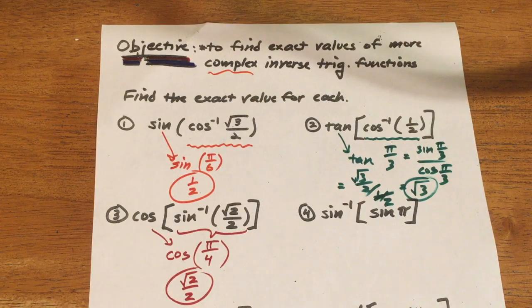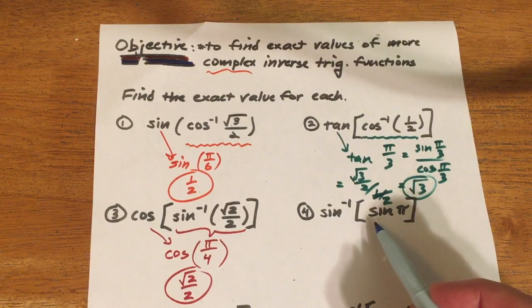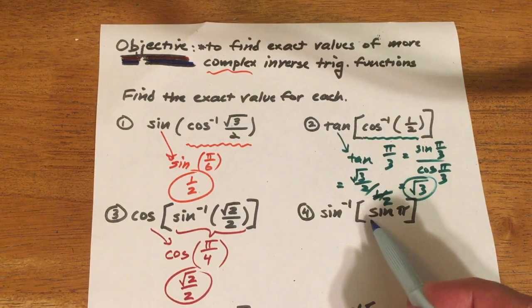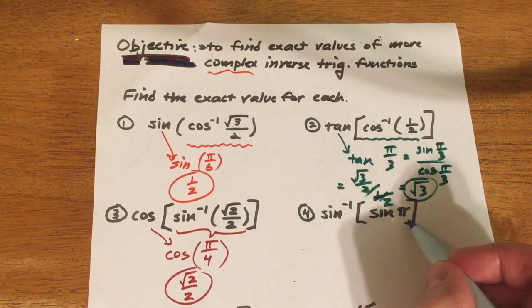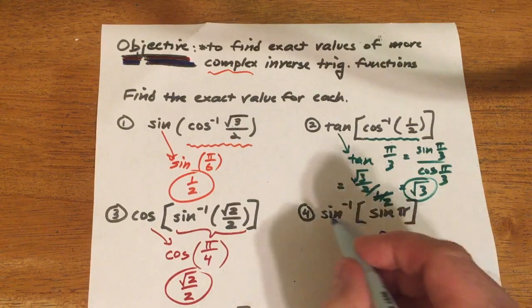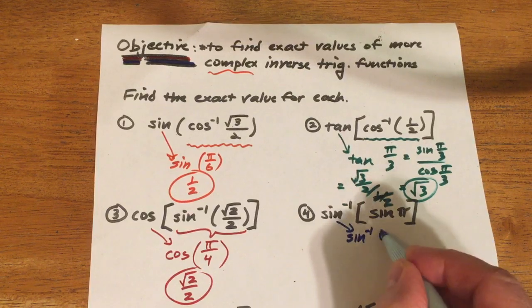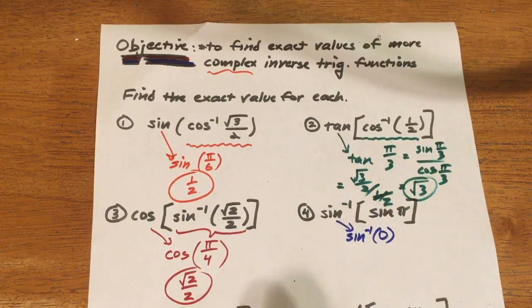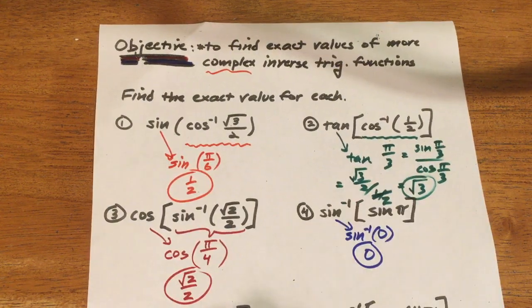The next problem is a little bit unusual because we don't have an inverse trig function in here. But we're going to do it exactly the same way. So here we're going to do what's inside first. What's sine of pi? That's going to be 0. So now we need to do sine inverse of 0. What's sine inverse of 0? That will be 0.